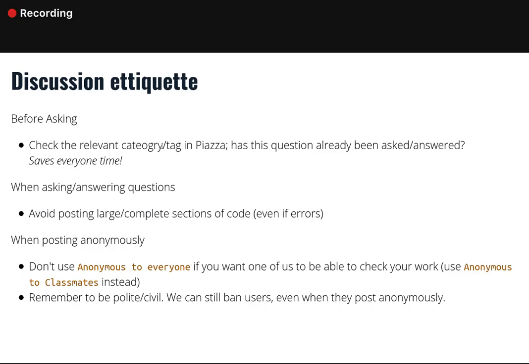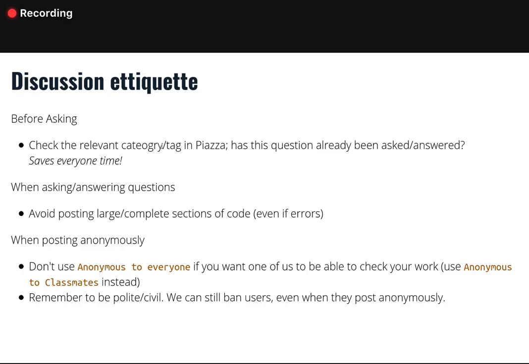Please avoid posting large or complete sections of code, even if the code doesn't entirely work. Try to keep your snippets fairly small, otherwise we can potentially run into some academic integrity issues with other students just grabbing your code and plonking it into their own work. That shouldn't be a huge issue for this course, but it does happen, so avoid posting large or complete sections of code.